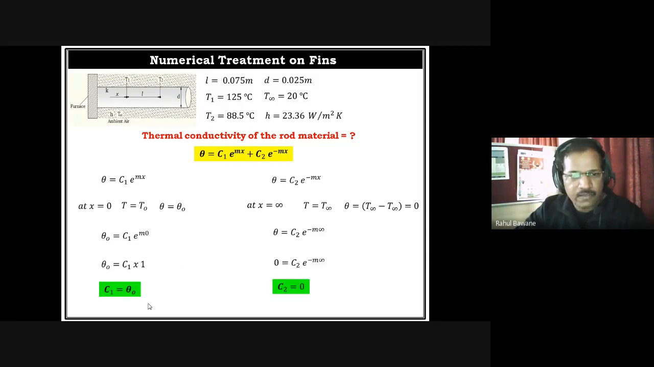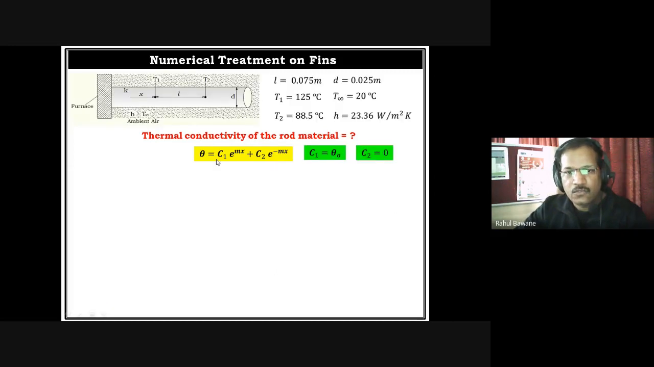Now we have the values of C1 and C2. So we put these values into the generalized solution equation. Our generalized solution equation for the excess temperature distribution is theta equals C1 e raised to the power mx plus C2 e raised to the power minus mx. Replacing the values of C1 and C2, C1 will be theta 0 e raised to the power mx plus 0 into e raised to the power minus mx. So the whole second term becomes 0. So we get theta equals theta 0 e raised to the power mx.